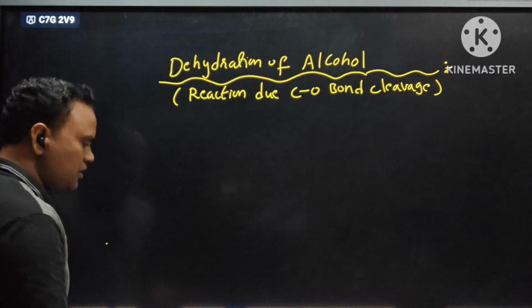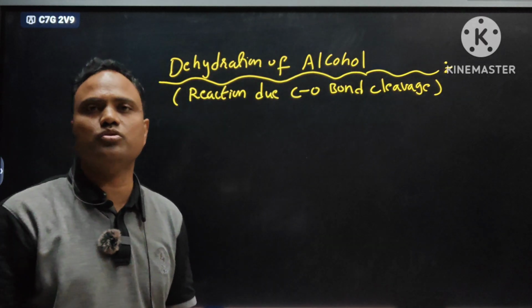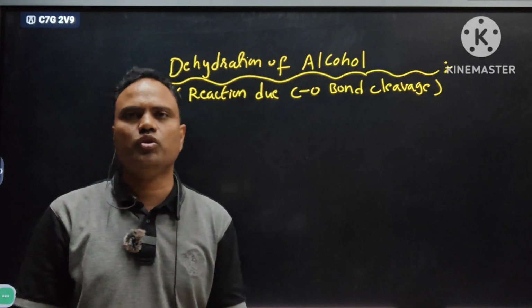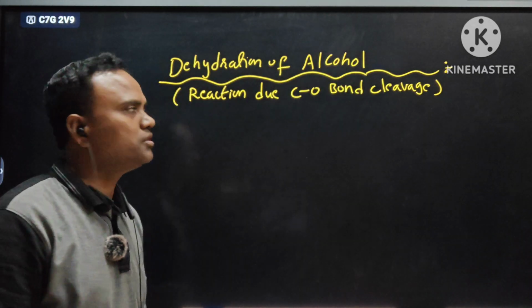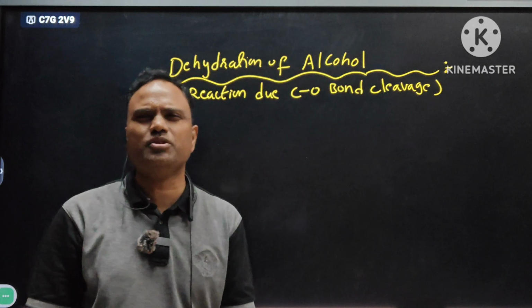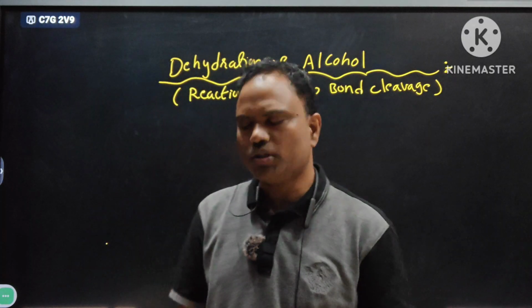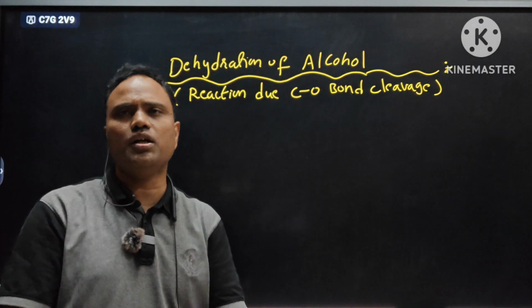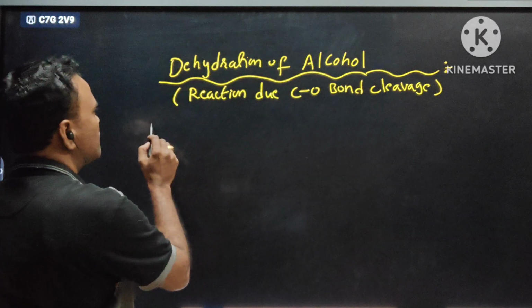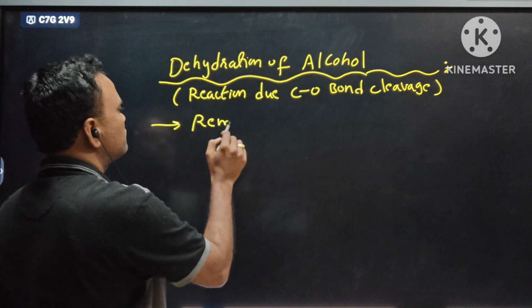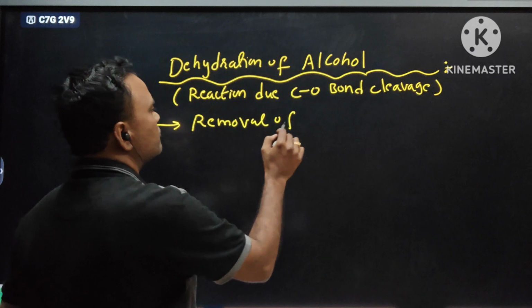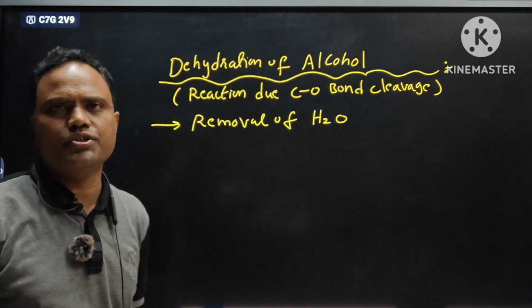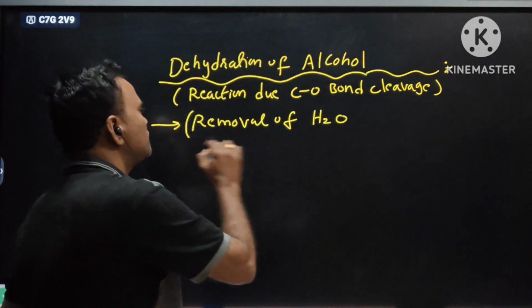But the second one is lengthy, time-taking and most important: dehydration of alcohol. Removing water from the alcohol is called dehydration. Dehydration means removal of water. It is a type of reaction in which C-O bond cleavage takes place. First of all, what is dehydration? Removal of H2O, removal of water, is called dehydration.